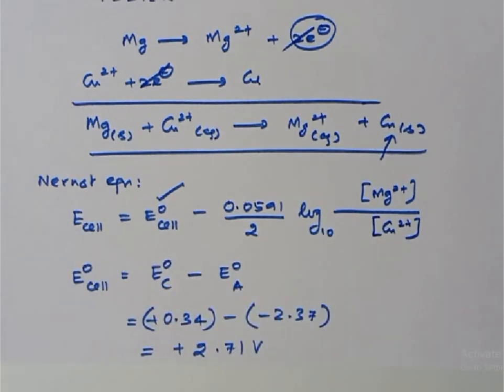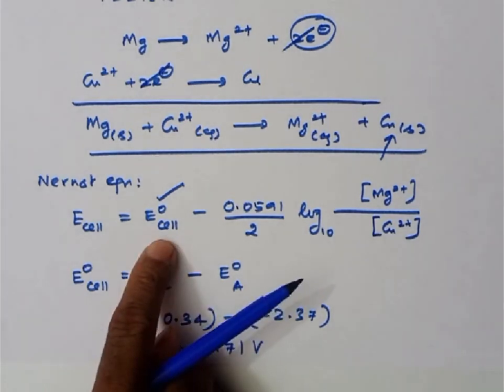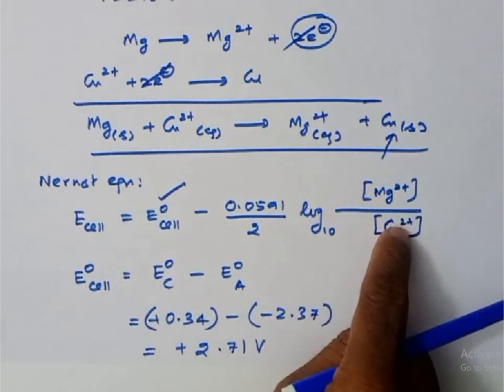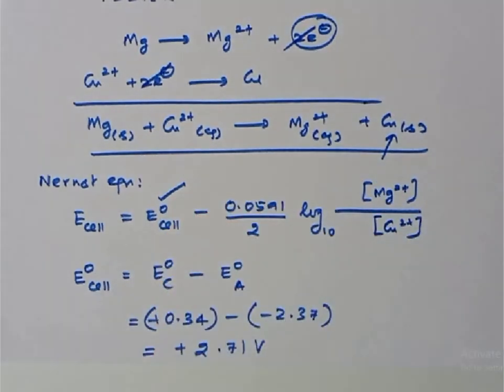Take note, we have calculated E naught cell. Now substitute this E naught cell here and substitute the concentrations given, and calculate the value. Simple. Is this clear, students? Any doubt? No, sir. Yeah, take note. Yes.